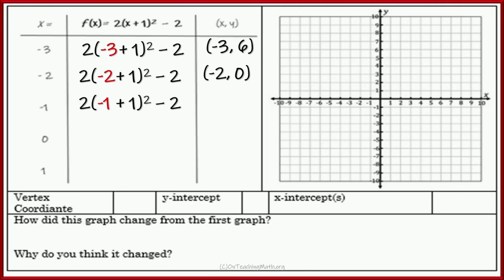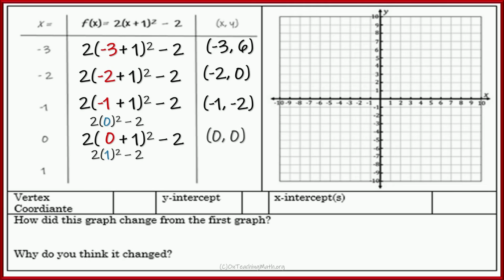All right, so plug in negative 1. Negative 1 plus 1 is 0. So 0 squared is 0. 0 times 2 is 0 minus 2, negative 2. Doing the same thing with the 0 right there when we plug it in, and the 1 there when we plug it in. Right? So, putting all of these points on our coordinate plane, this is how our graph looks.